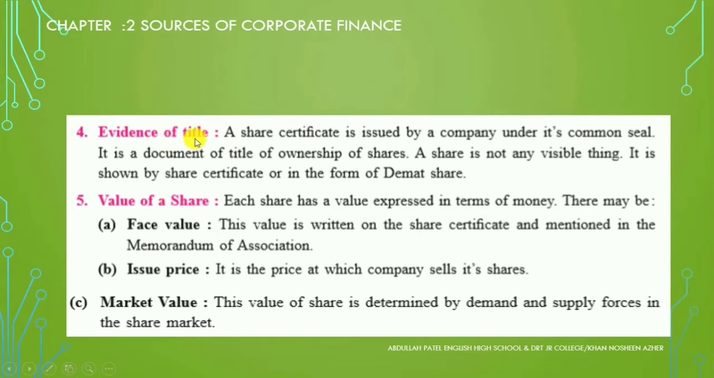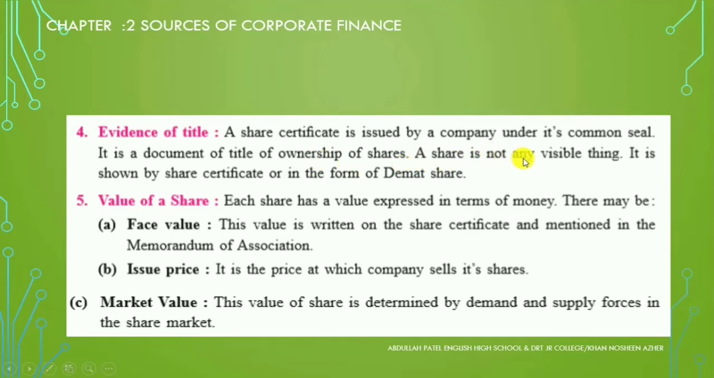Evidence of title. A share certificate is issued by the company under its common seal. Whenever companies sell their shares, they provide the share certificate to their shareholder, and it is signed with the common seal. It is a document of title of the ownership of the share. A share certificate is a document of which type? Title of ownership. That means after buying the share, you will get the ownership in the company.